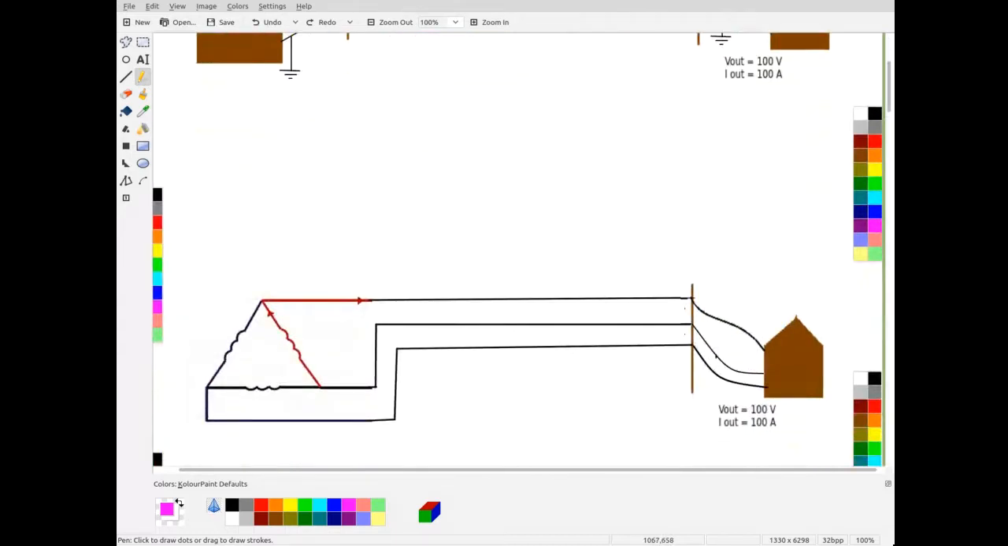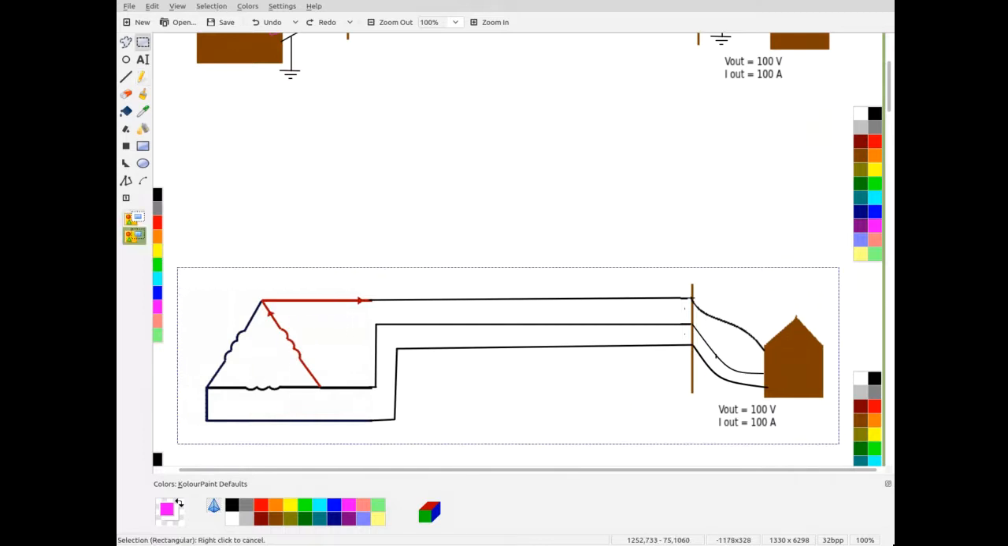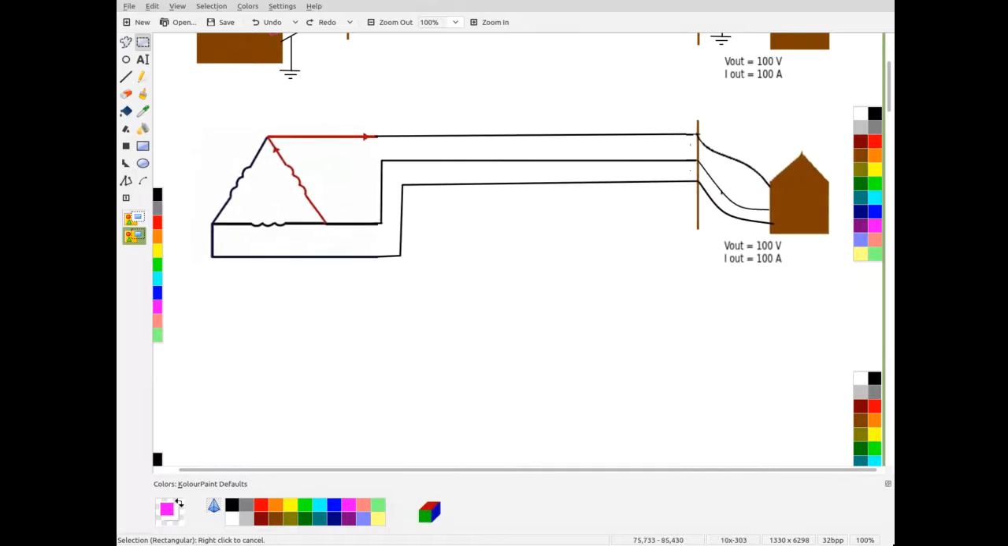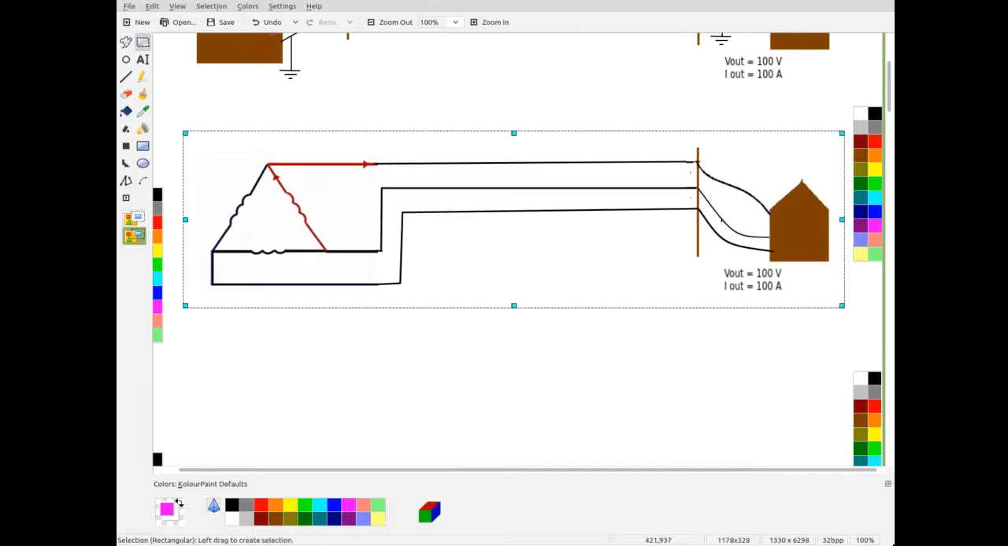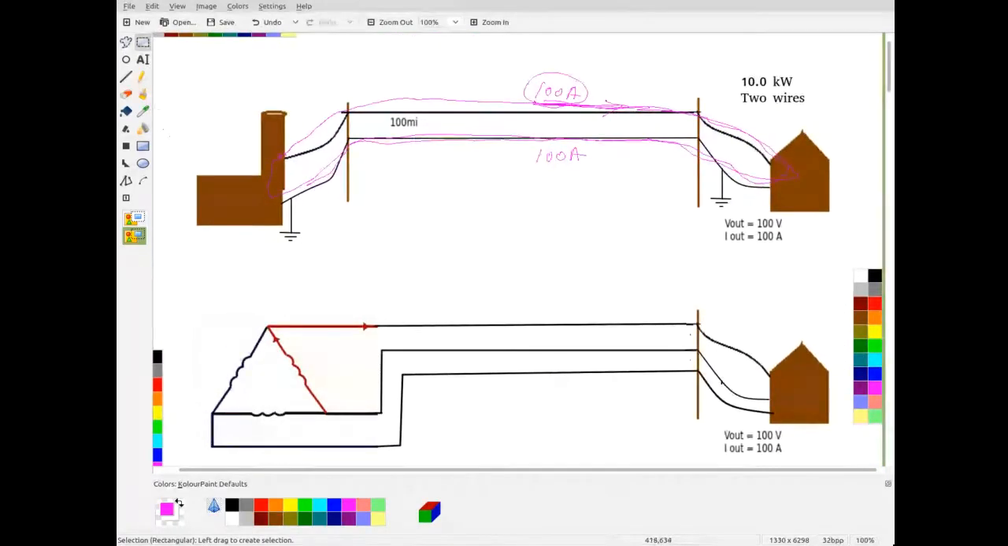So let's take a look now. If I go to a 3-phase system, as you can see, this is a delta connection that we're showing right now.